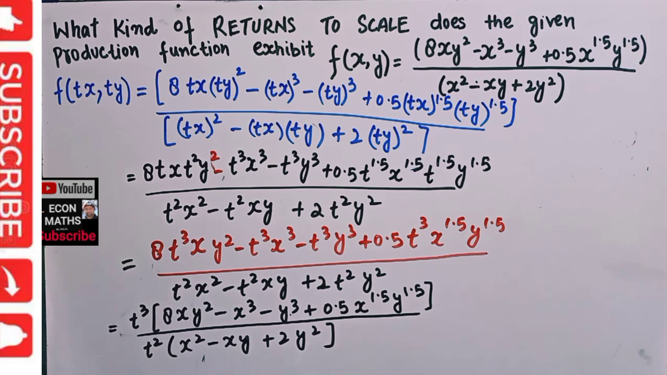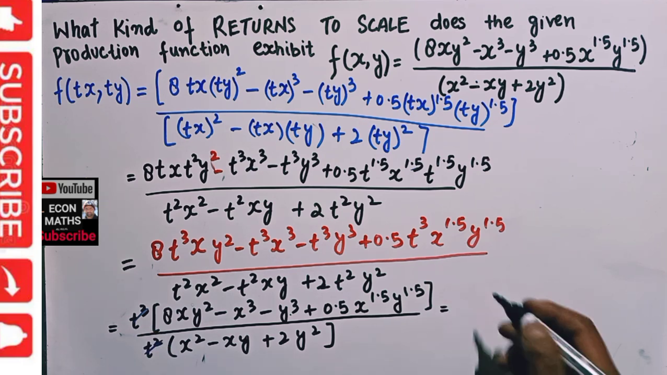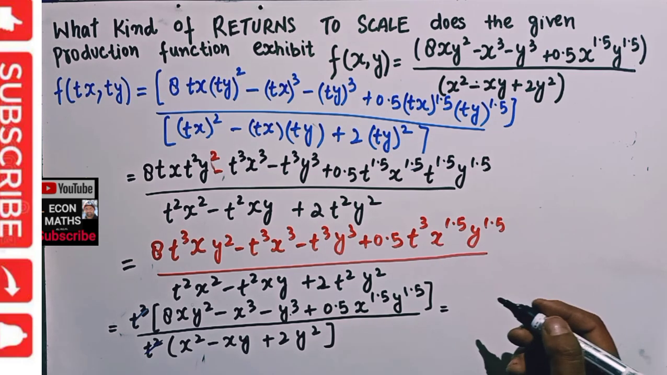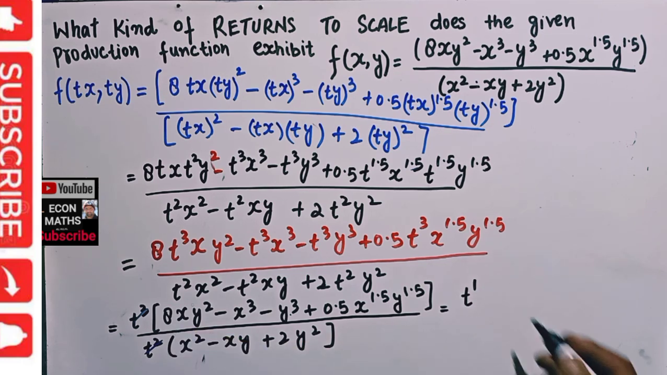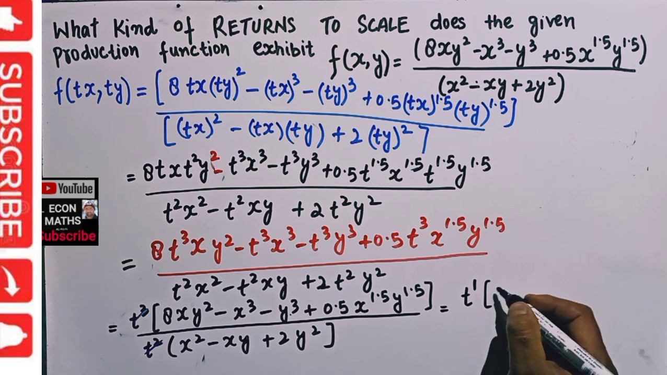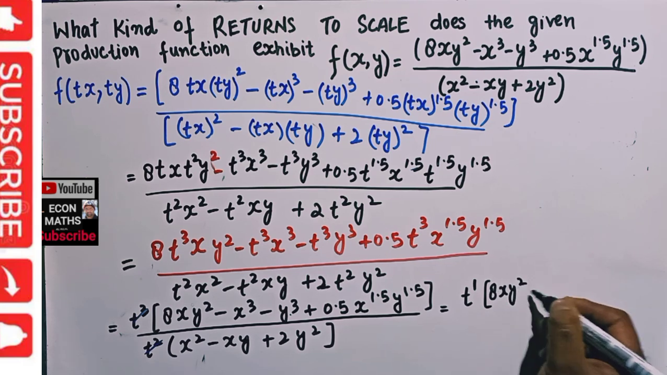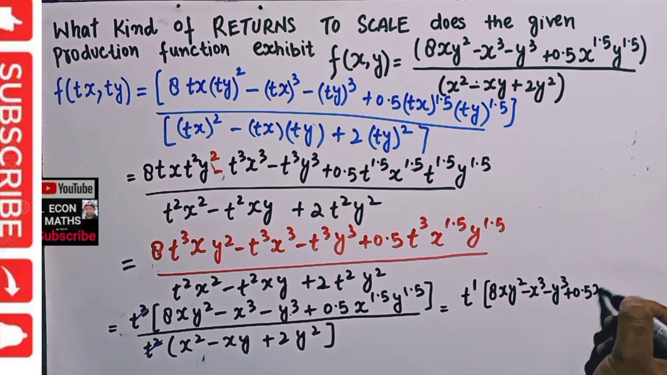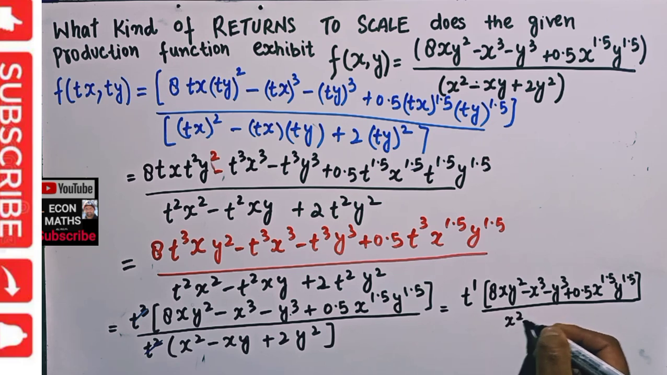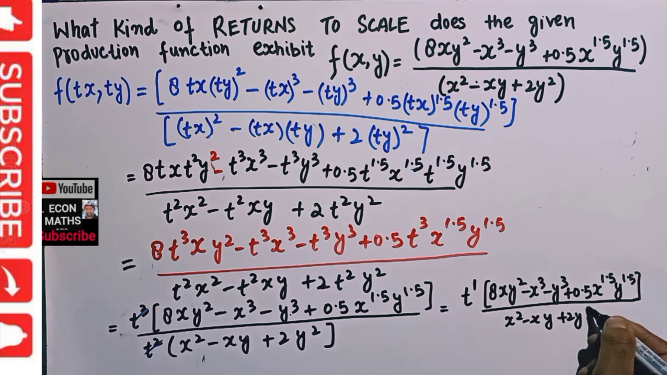Okay, here this t square and t cube, one t gets cancelled, so we are left with, and let me write it here, t raised power 1. Okay, and let me write it here, 8 x y square minus x cube minus y cube plus 0.5 x raised power 1.5 y raised power 1.5 divided by x square minus xy plus twice y square.